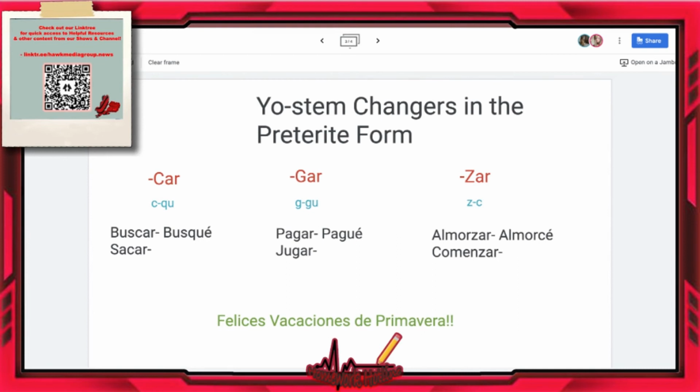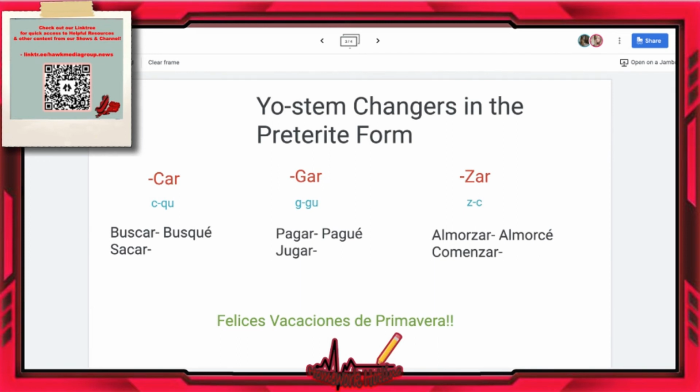For example, buscar, which is to find something or to search for something, ends with car. What we're going to do is change the C into a QU, so it's going to be busque. Then we add our actual stem changer in the past tense to it, which would be E with an accent mark over it, which we went over last time. If you are confused on that, I would recommend checking out the video that we had last time about Homework Hotline when we went over the basic forms in the preterite form.